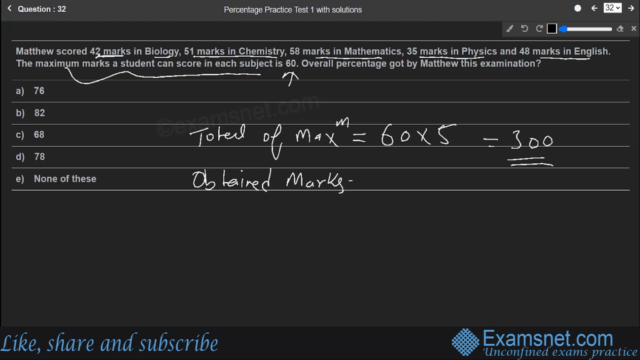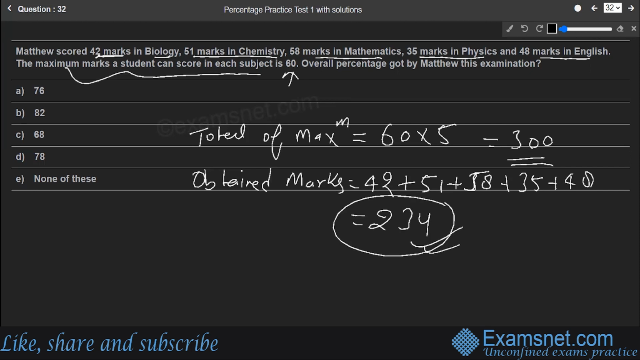Obtained marks can be calculated by adding individual subject marks, that is 42 plus 51 plus 58 plus 35 plus 48. These are the obtained marks total. If we add them together, this comes out to be 234. So 234 are the total obtained marks, 300 being the total maximum marks. What are we supposed to calculate? Overall percentage got by Matthew. So overall percentage can be calculated by total obtained, that is 234, out of total maximum, that is 300, into 100%.